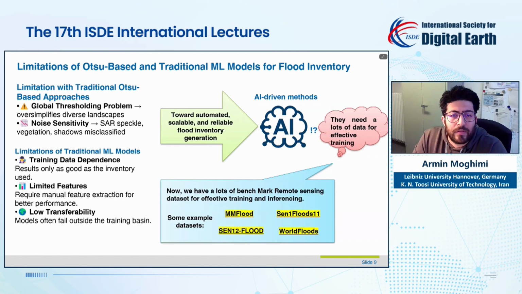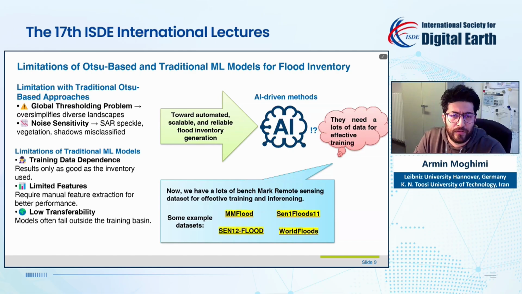So both thresholding-based and traditional machine learning models have clear limitations. Thresholding relies on a single threshold, which only works well when the contrast between flooded and non-flooded pixels is clear. In real conditions, with speckle noise, vegetation, or mixed boundaries, it often misclassifies and generates a misleading inventory. Traditional machine learning models like random forest and support vector machine are more flexible, but they still depend on manual training data and feature selection, and often need to be retrained for other regions.